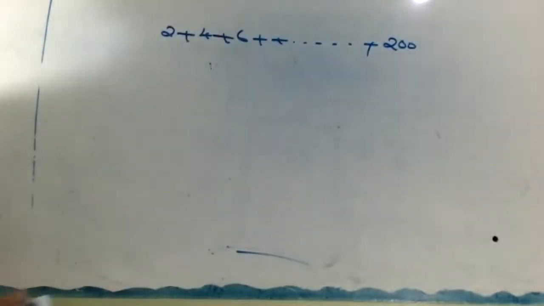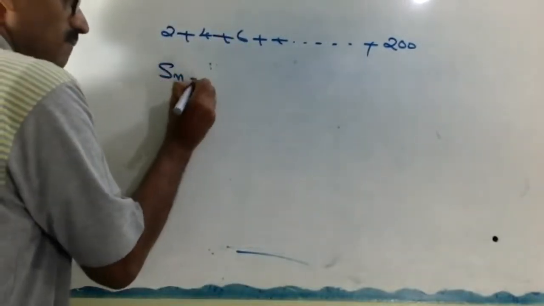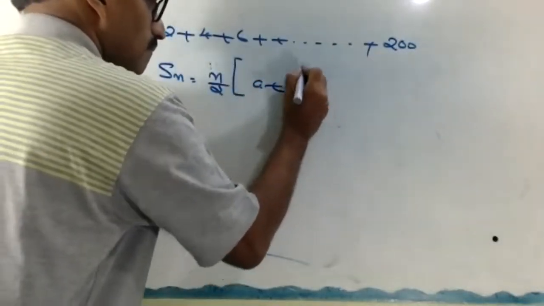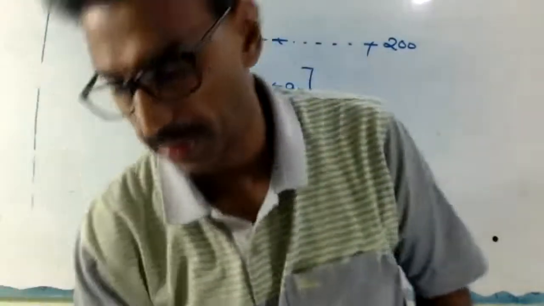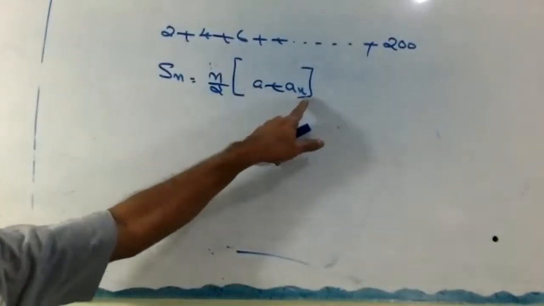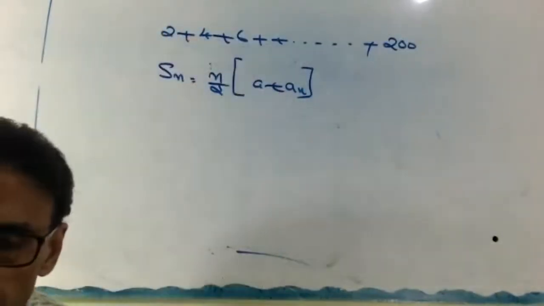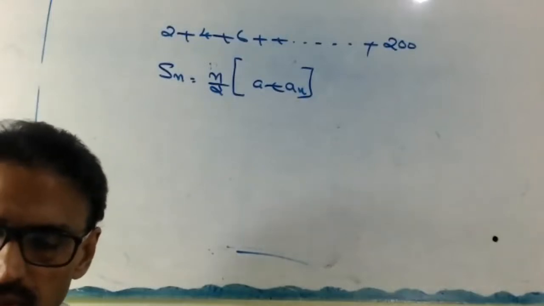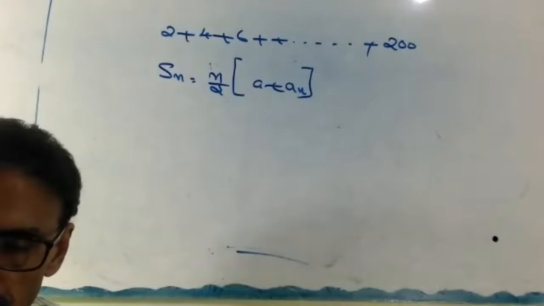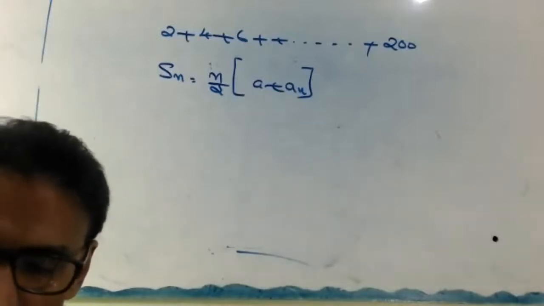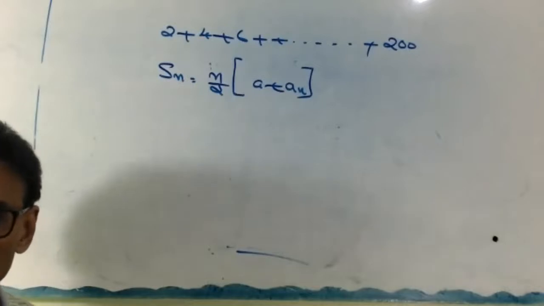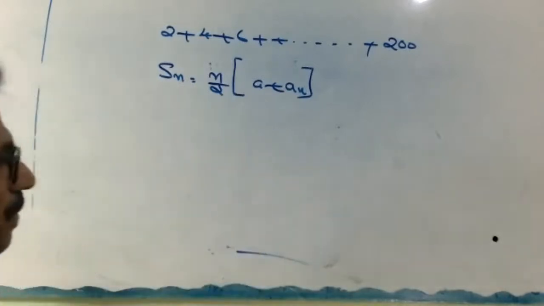Okay, look at here. It's quite simple. Sn equal to n by 2 into (a plus an). This formula we can apply. a is what? 2. an is what? 200. So finish. But one thing is missing. Which one? n. n we have to find out. Listen here. Don't write now.